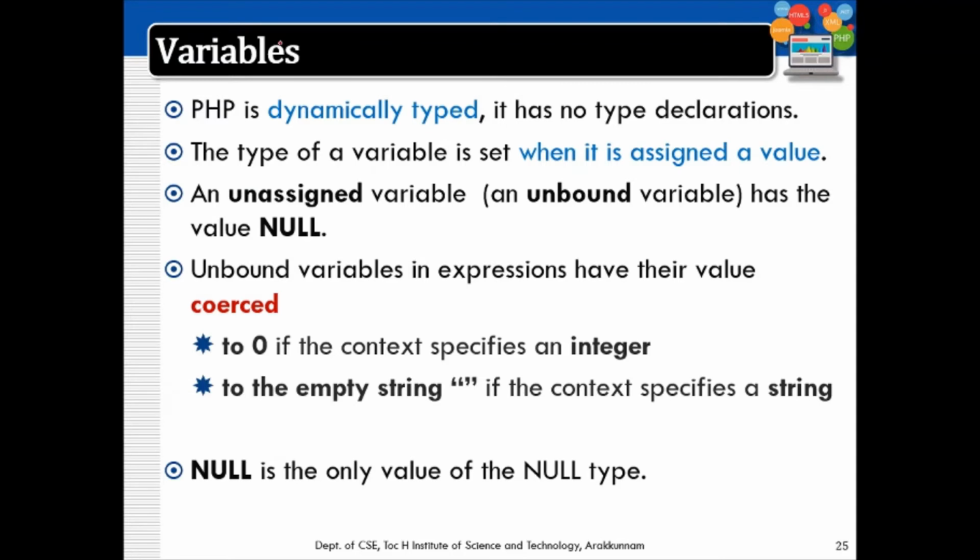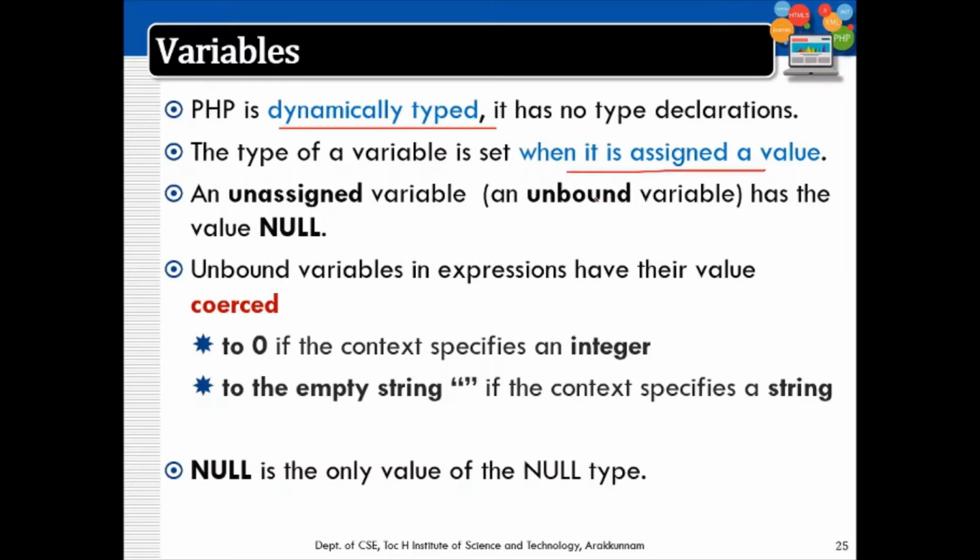Variables in PHP, as in JavaScript, are dynamically typed. They will be assigned a type as per the assigned value. If suppose x is a variable and I give it a value 10, then that will be an integer. If I give a value ABC, then that will be taken as a string. So the data type will be set when it is assigned with a value.